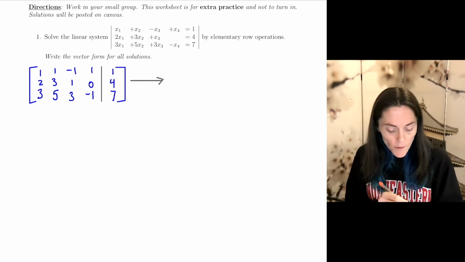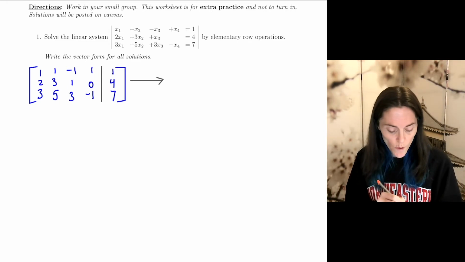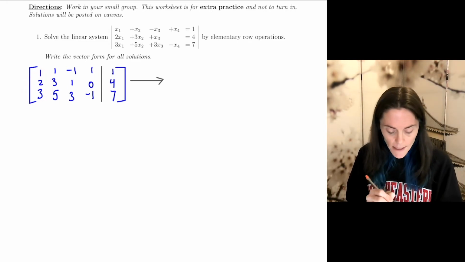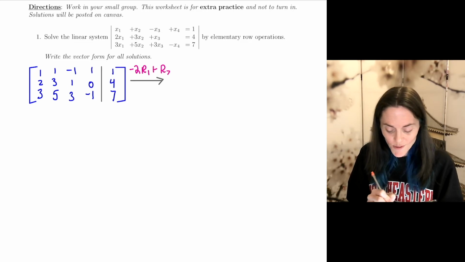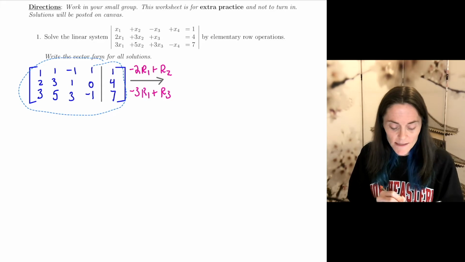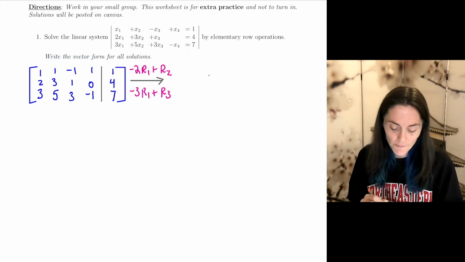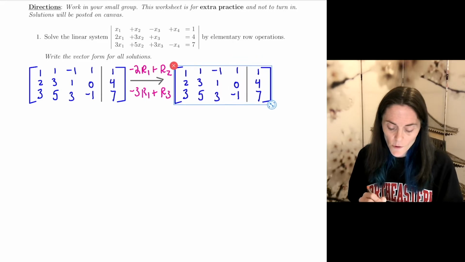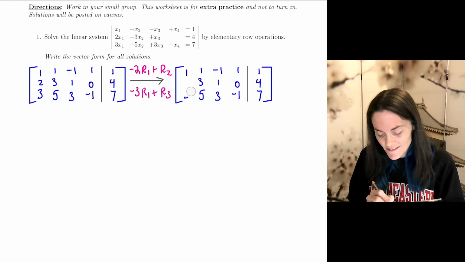Well, you notice our first step, I want zeros underneath this first one. And so we can take -2 row 1, add that to row 2, and take -3 row 1, add that to row 3. Let's see. I will just copy and paste this augmented matrix and then make some changes. So note that row 1 has not changed.